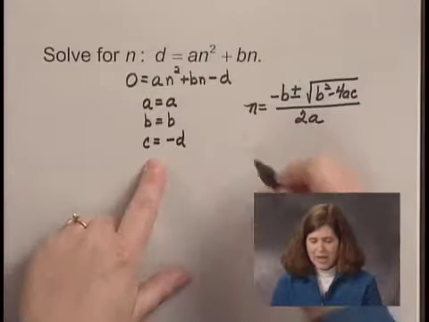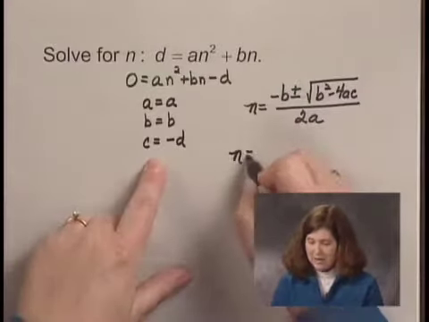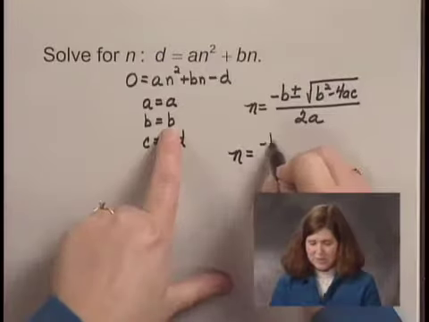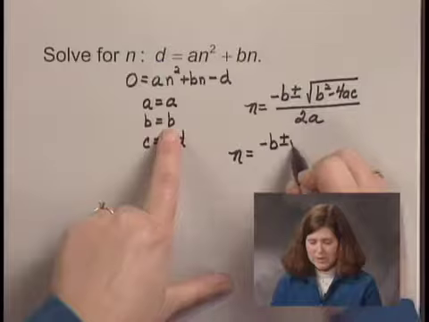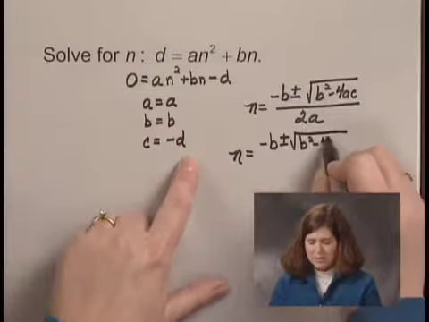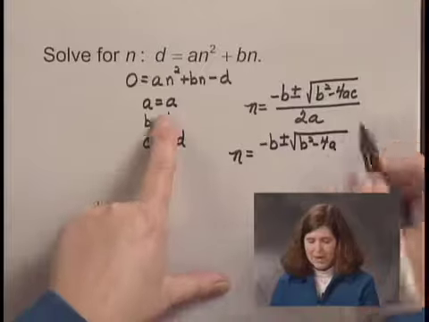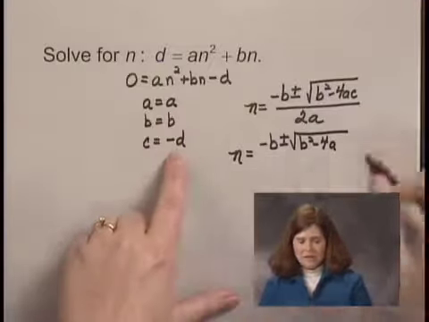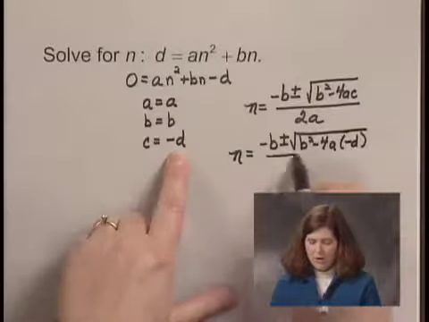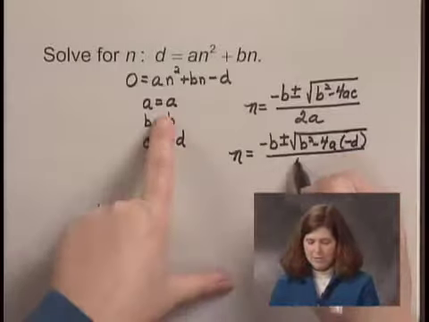So to solve for n, I write n equals the opposite of b, which is the same thing, the opposite of b plus or minus the square root of b squared minus 4 times a, and then c, I put in the opposite of d, all over 2 times a.